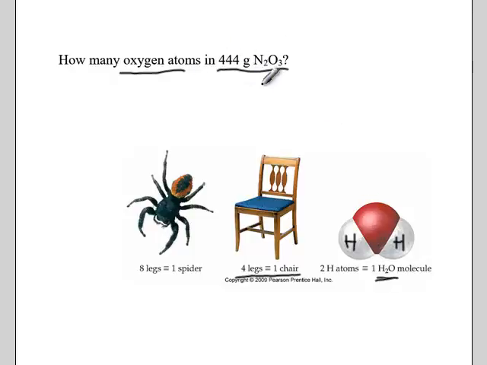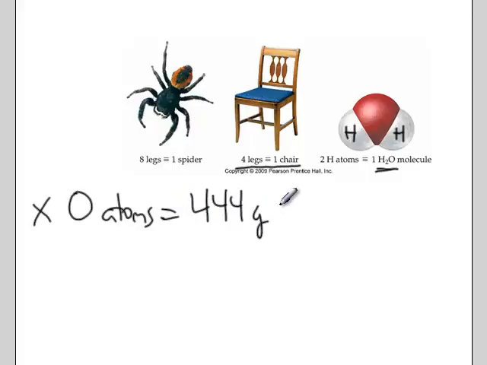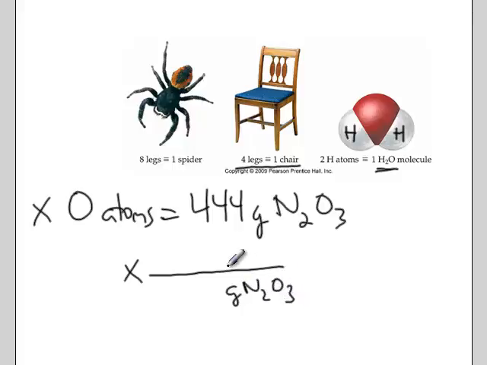We're going to do the same sort of thing with the dinitrogen trioxide. We want to know how many oxygen atoms are in 444 grams of N2O3. So this is just like the previous problem. We're going to start by converting our grams into moles using the molar mass, which we get from the periodic table. Every mole of N2O3 weighs 76.02 grams.